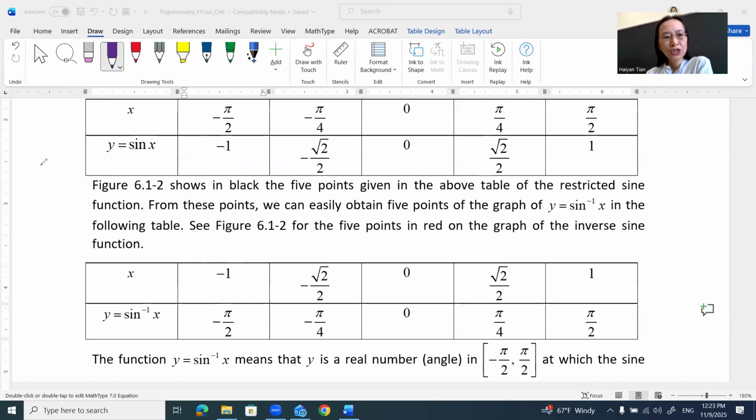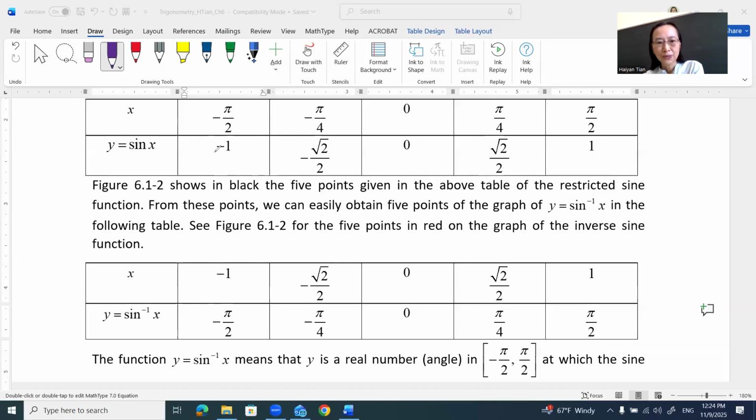So we just reverse, just treat it for each function. If this is A, you get B. Or the inverse function, if you give B, you will get A, the value A. So it's very easy to find 5 points of the inverse function. All we need is to reverse the values in the above table.